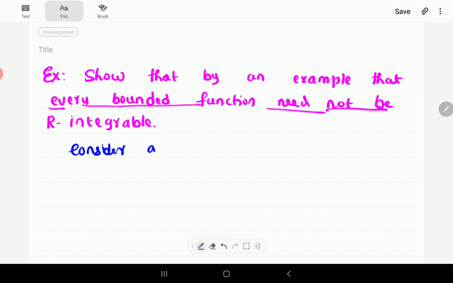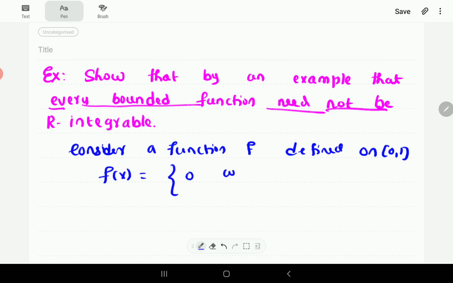Consider a function f defined on the closed interval 0 to 1 by f of x equal to 0 when x is rational, and it is equal to 1 when x is irrational. So we are defining our function like this.